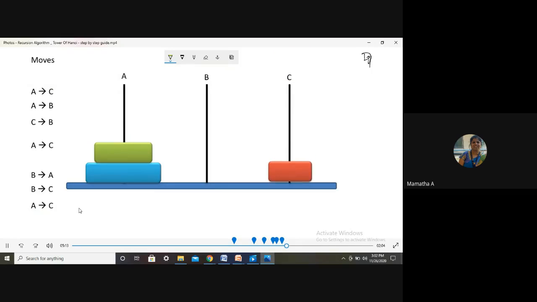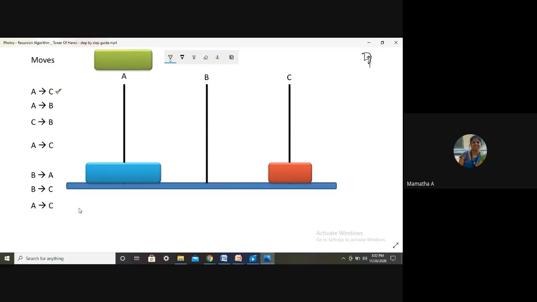Okay, just check. Next, what should it move? Which disk should it move? Which color disk has to move next, students?